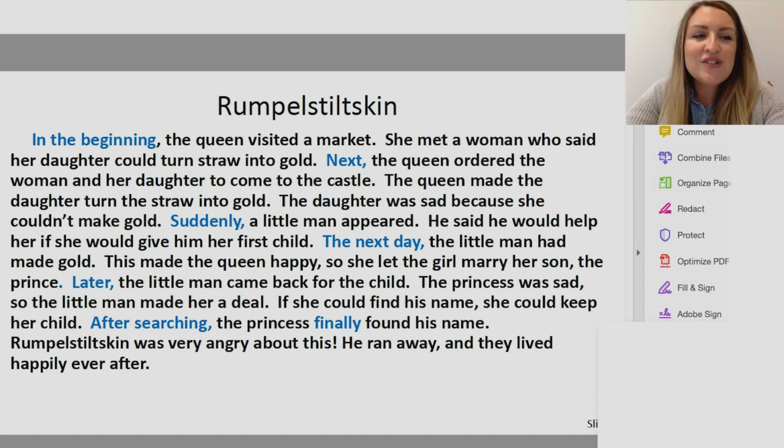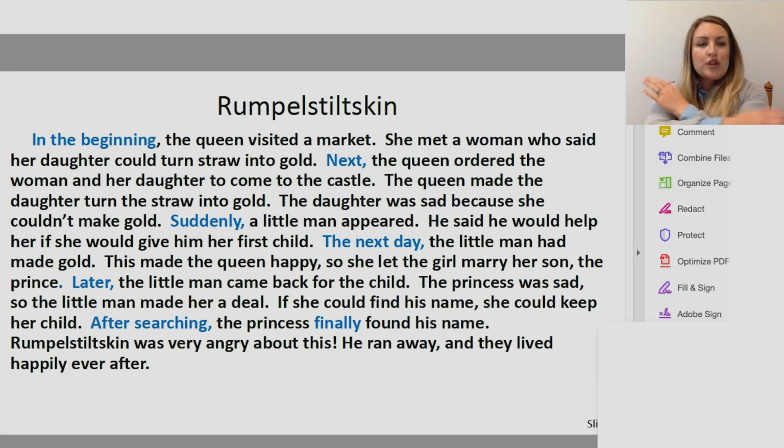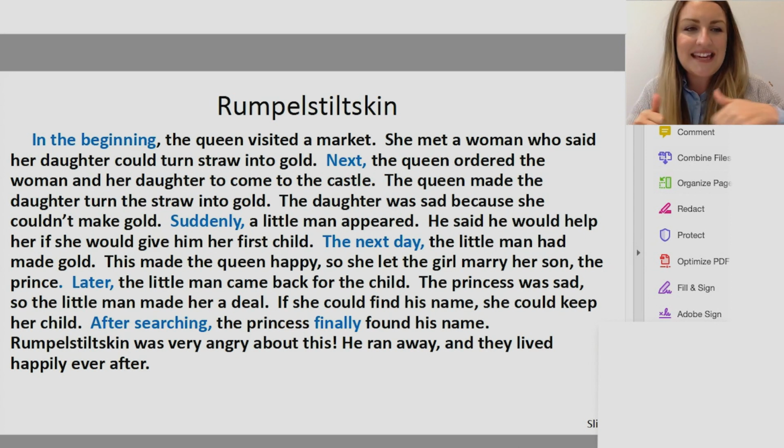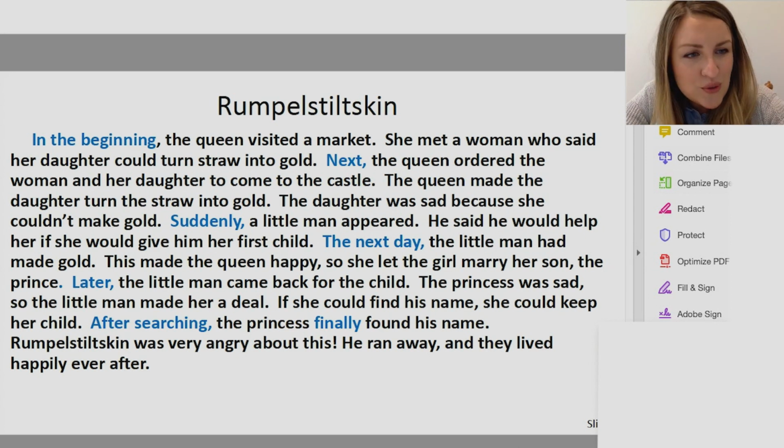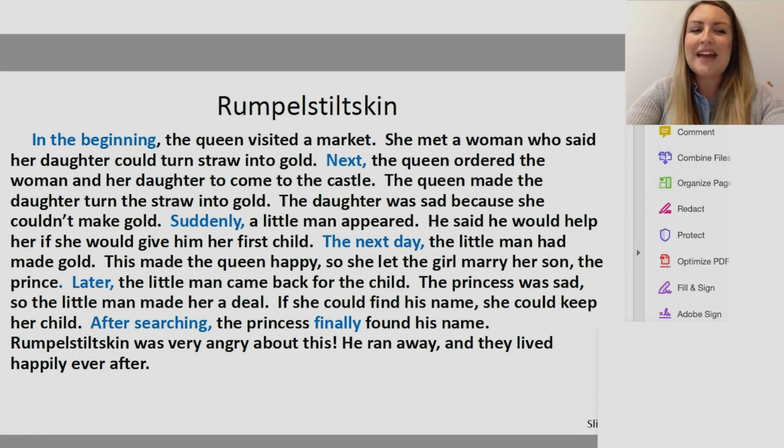Fantastic. After searching, the princess finally found his name. Rumpelstiltskin was very angry about this. He ran away, and they lived happily ever after. Do your sentences look like mine? Great. I am glad you did so well. Give yourself a hug if you were able to use some transition words or some of those blue words in your writing. Excellent. I hope you were able to share your story with someone in your house, just like I just shared my story with you. If you didn't, maybe you'll try it today.